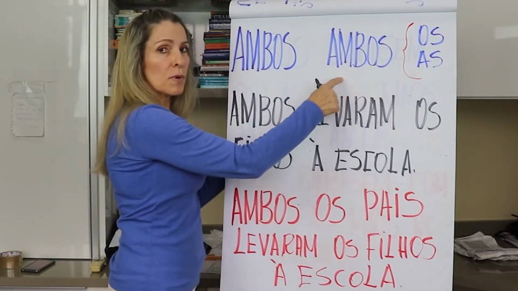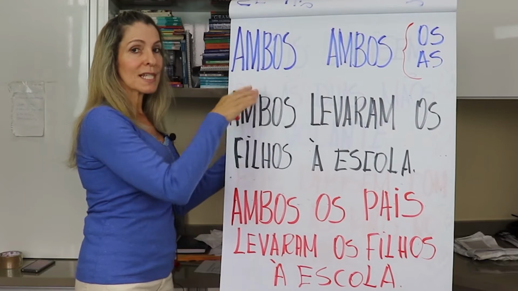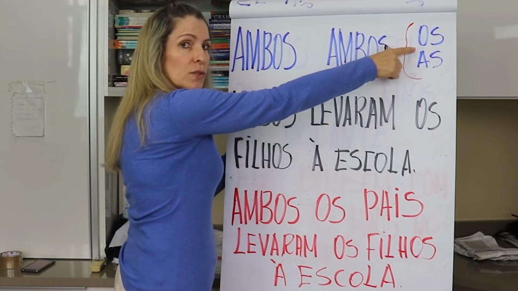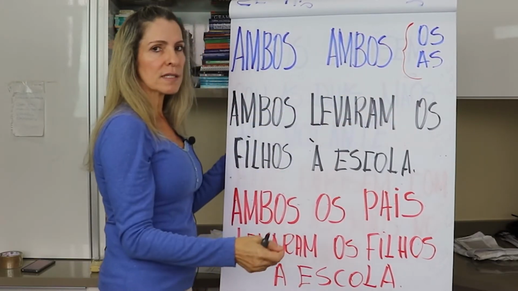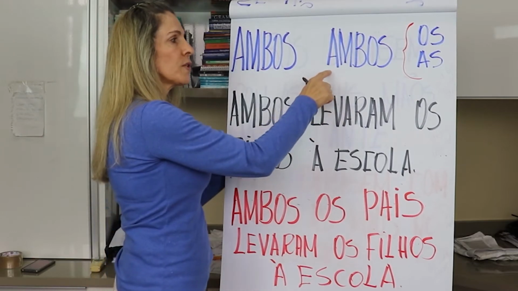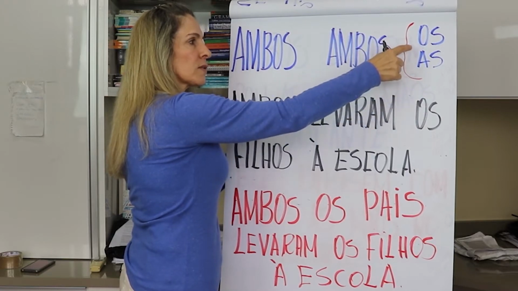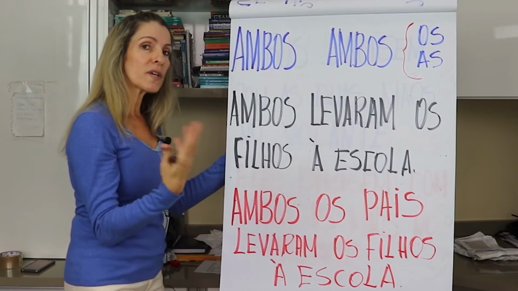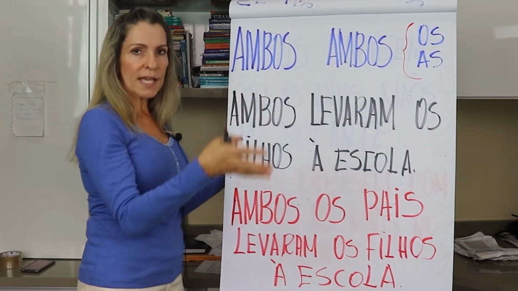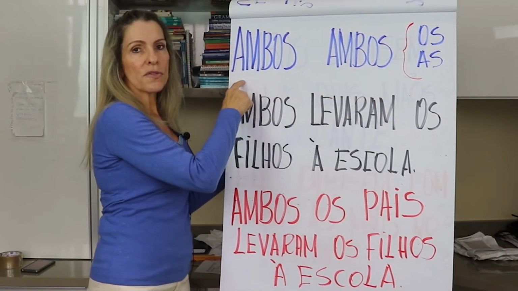Ambos, os, ambos, as. Ambos, both. Nós usamos ambos sem o artigo e usamos ambos com os artigos masculino, os, feminino, as. So we use both alone without article and we use both with the articles os, as, masculino, masculine and feminine, ok? Vamos ver a diferença. Vamos ver quando nós usamos ambos com artigo e ambos sem artigo. So let's see when we use both with article and both without article.